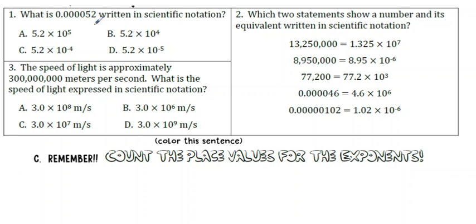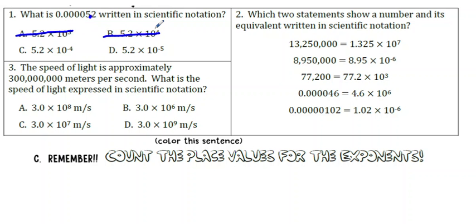Okay, I'm assuming everyone is done or has had a chance to work some of these. The first one says, what is this number written in scientific notation? First thing is, I know I'm going to put my new decimal point right here between the 5 and the 2, because again, there's only one non-zero number in front of my decimal point. Because this is a small number, I know that my exponent has to be negative. So I'm going to cross out A because it has a positive exponent, and cross out B because that also has a positive exponent.